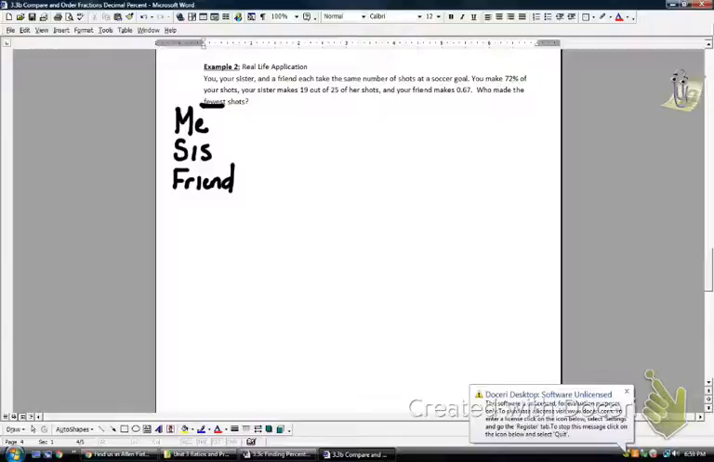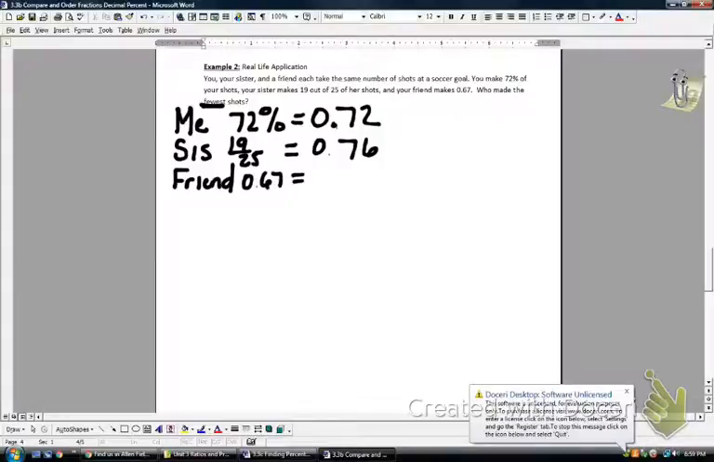And then I've gone ahead and written me, my sister, and my friend. So I make 72%, and I like working with decimals, so that's the same thing as 0.72. If you like working with percentages, then you don't need to convert that. Then my sister makes 19 out of 25, and then when I do that on a calculator, that comes out to be 0.76. And then my friend makes 0.67. That's already a decimal, so 0.67.